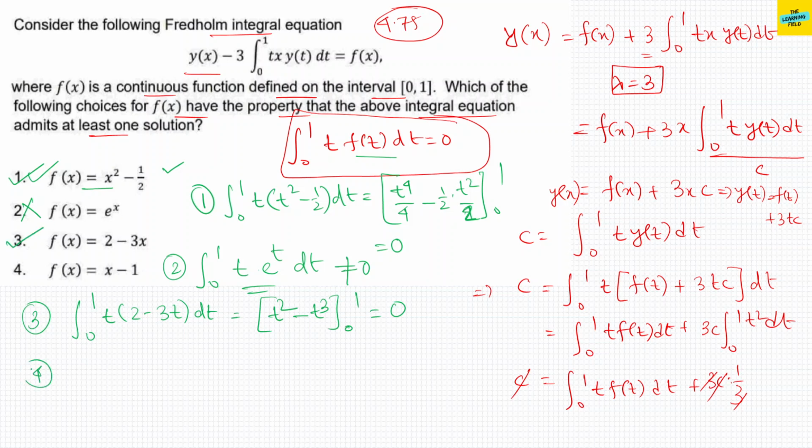And for option 4, if we take f(x) = x − 1, then ∫ t(t − 1) dt equals t³/3 − t²/2, and if we put the limits, this value is not 0, that means this is the incorrect option. Therefore options 1 and 3 are the correct options.